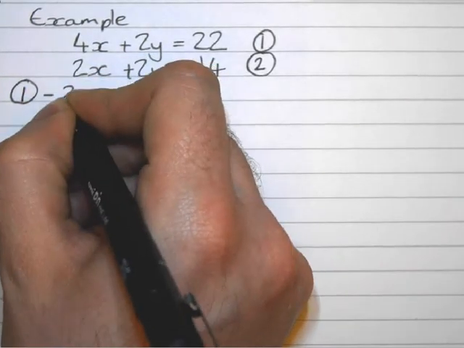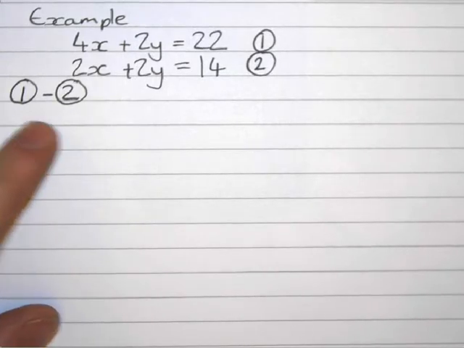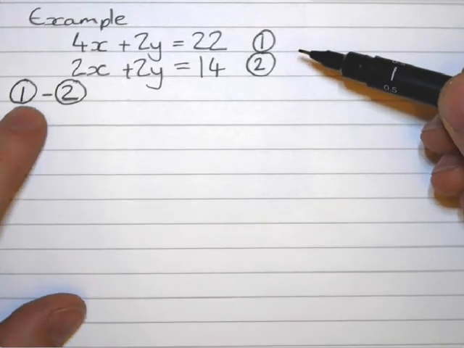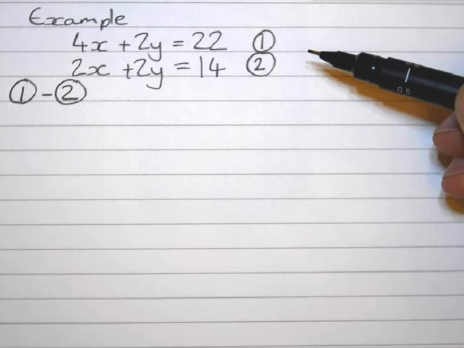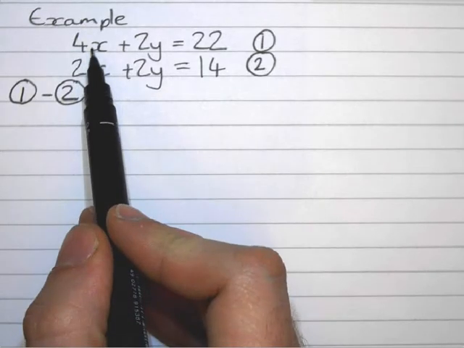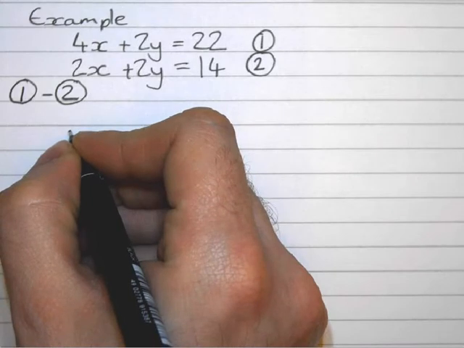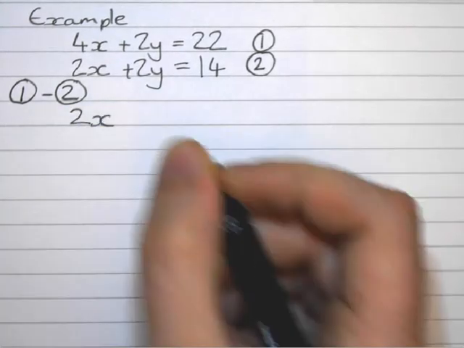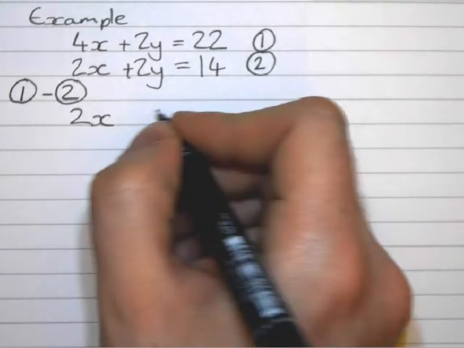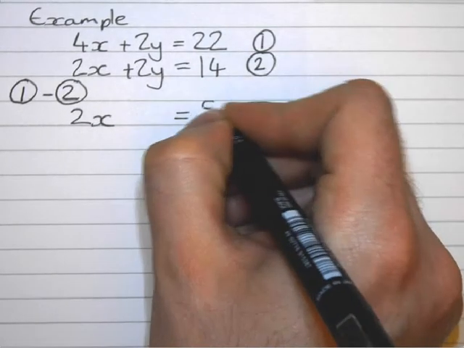take away equation 2. Now it's good practice to keep this notation. So we've labelled the two equations, and then we can use those labels to explain what we're doing as we work through the problem. Now with them written out like this, it's easy to work along. So if we do 4x take away 2x, that's going to give us 2x. The 2y take away the 2y is going to give us 0, and the 22 take away the 14 is going to give us 8.